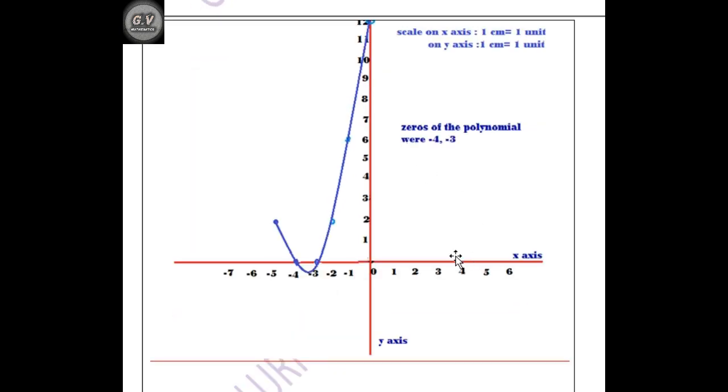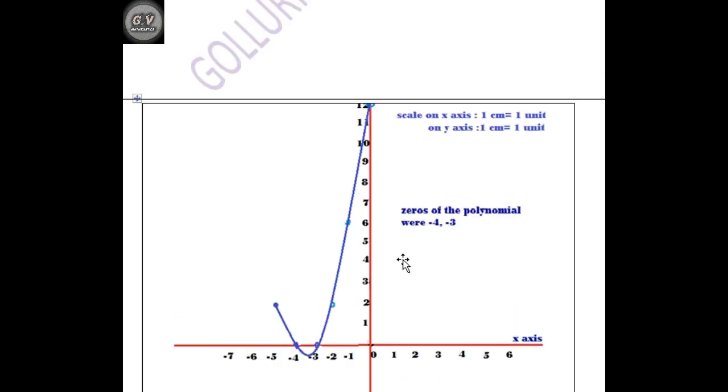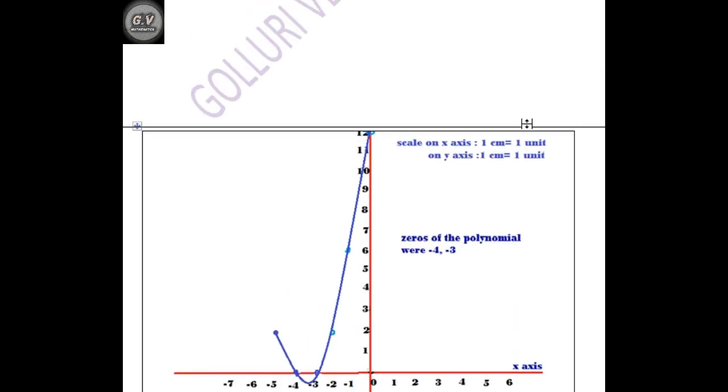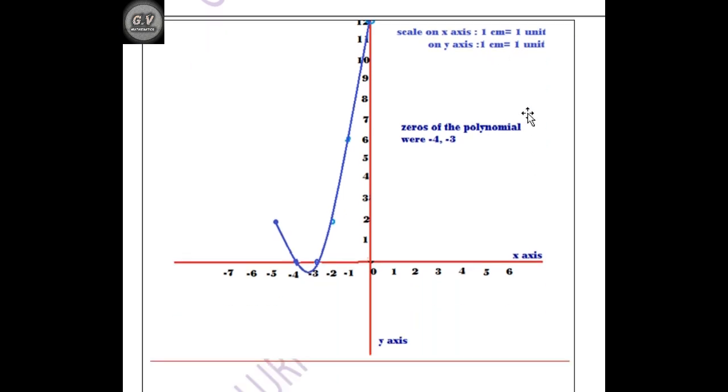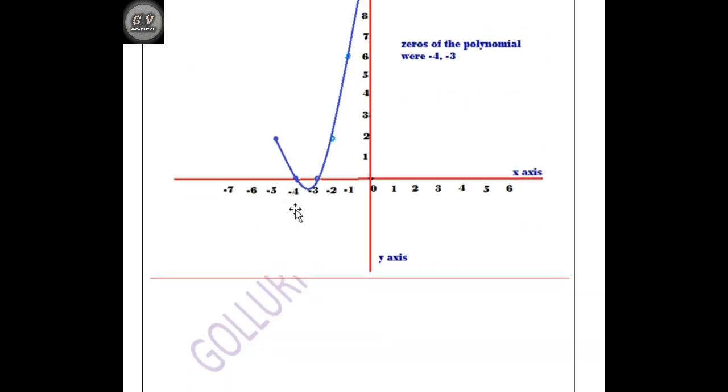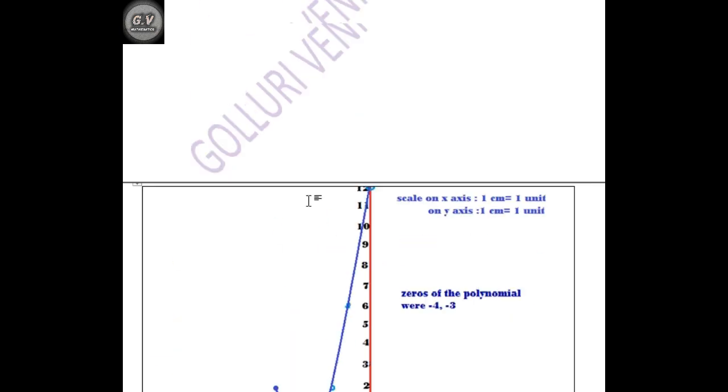Here it is the x-axis, and this is taken as the y-axis. What about the scale? We need to represent the scale. Scale on the x-axis, 1 centimeter is equal to 1 unit. And scale on the y-axis, here also 1 centimeter equals 1 unit. According to the graphical method also, minus 4 and minus 3 are the zeros of the polynomial. Okay, this is the second one, Nana.